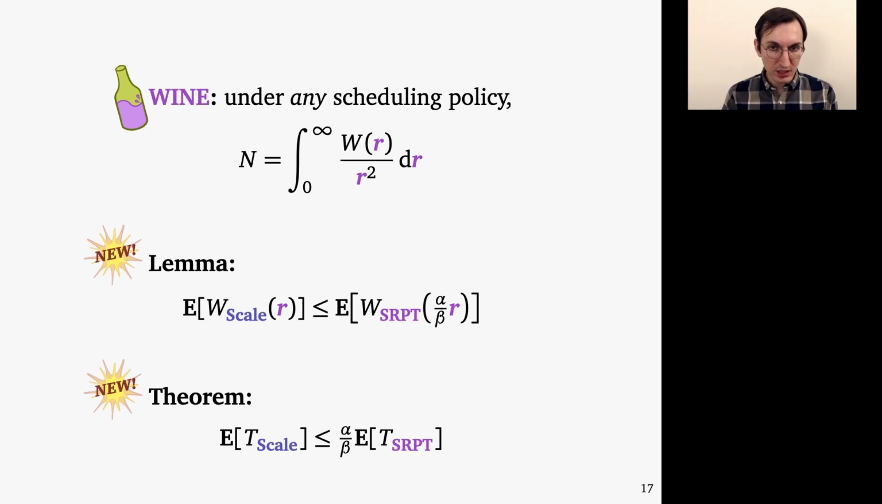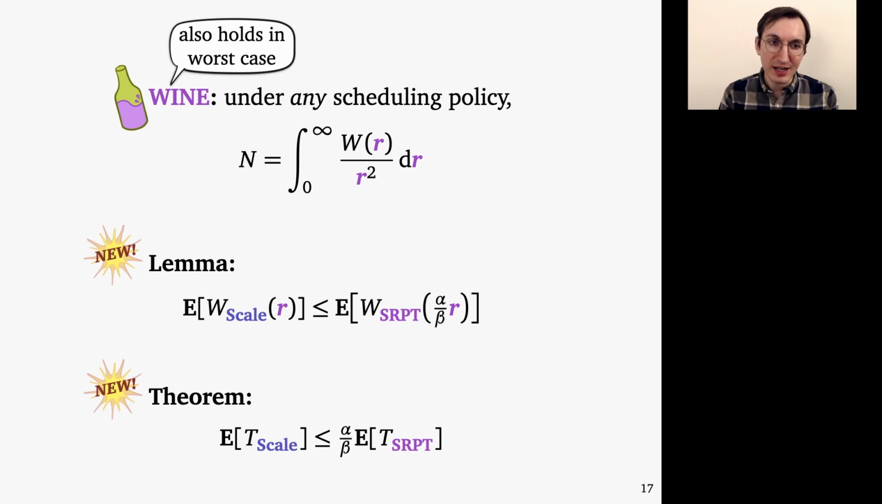So a few more comments about things on this slide. First, I want to mention that WINE also holds in the worst case. In fact, it holds very generally. The theorem is really that if you look at any system, it doesn't matter how the system got to its current state, if you just take a picture of its current state and you count the number of jobs and then you do the R work integral, you get the same thing. So that's the first thing I want to say.